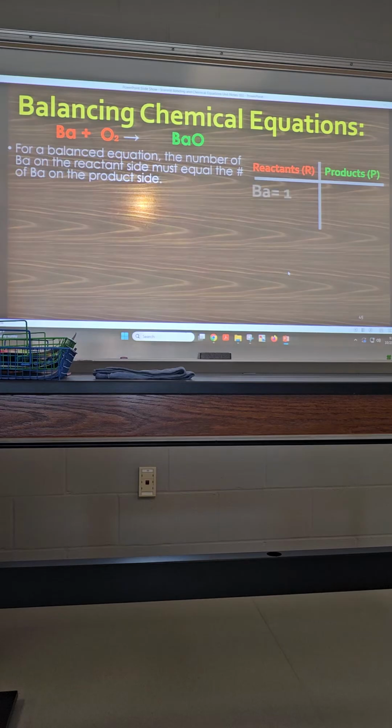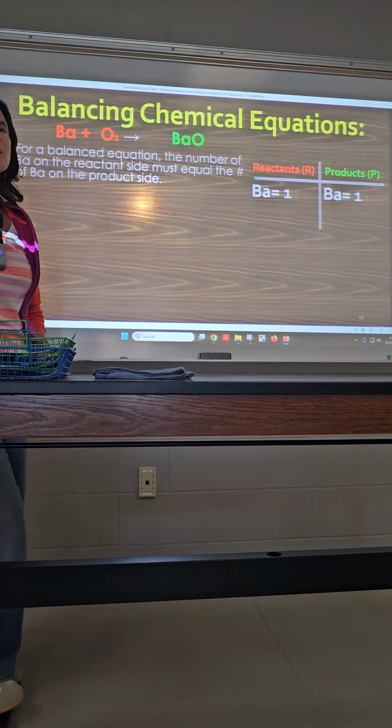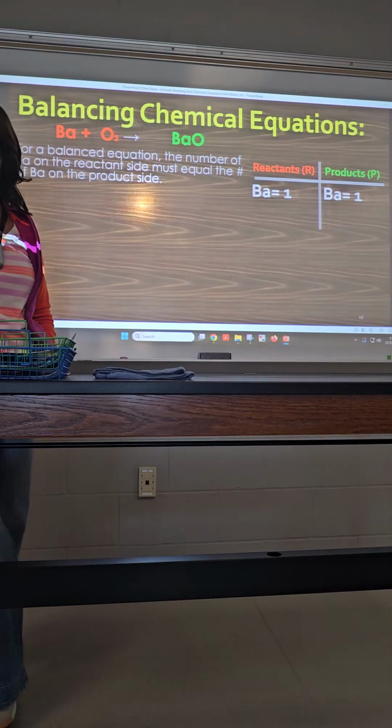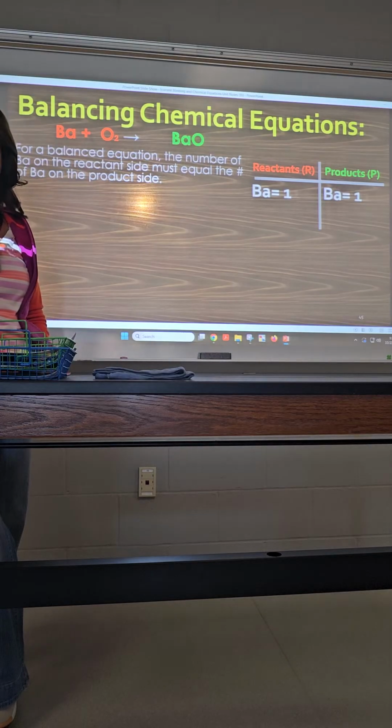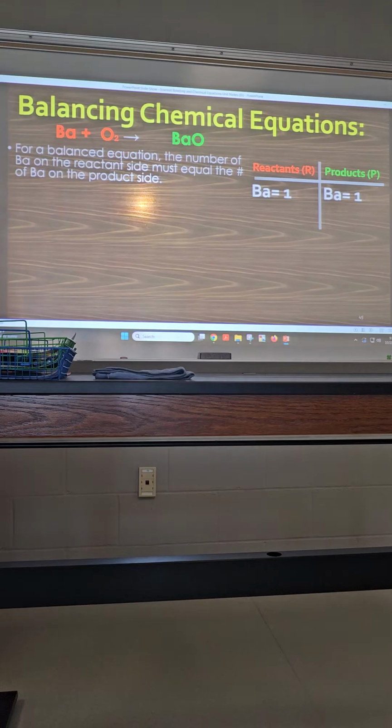Now, we need to look at our totals. Let's look at the Bas. 1 on the reactant, 1 on the product. Is that good? Is it balanced? What do you think, Liam? 1 on each side. Yes, it is balanced. Let's go to the oxygen, right? 2 and 1. Is that one balanced, Allison? No.